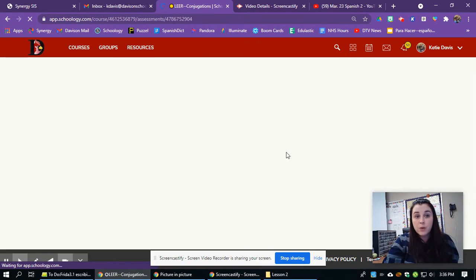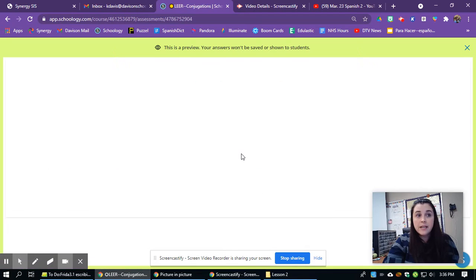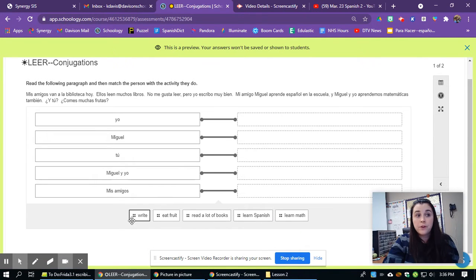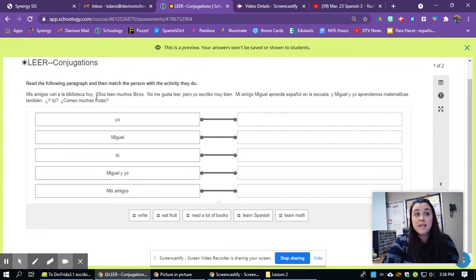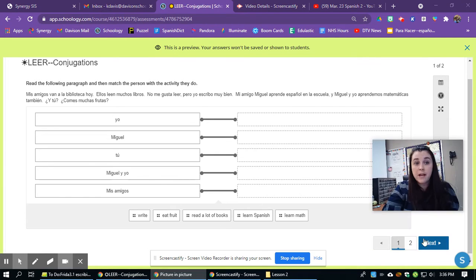First is a leer, or reading practice. For the leer, you're going to first match the phrases based on what you're reading up here. So you're going to read this little blurb about what different people do, and then you're going to tell me, based on the conjugations, who did which of these actions from here, and you'll drag them up and match them.